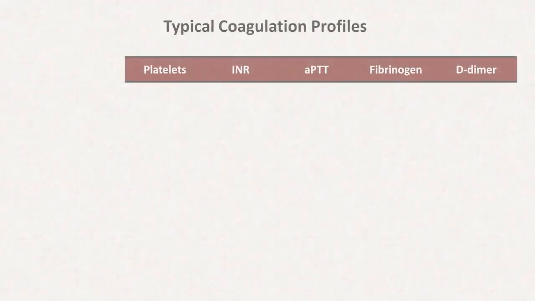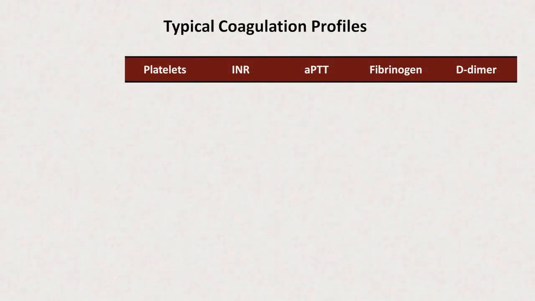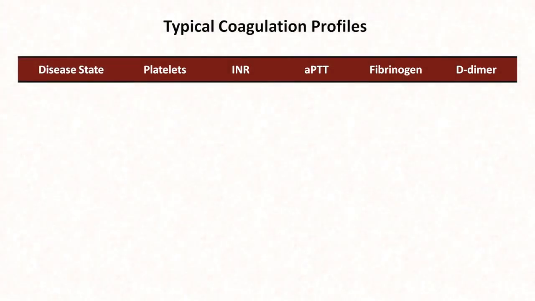So those are the 5 main coagulation tests: platelets, PT or INR, PTT, fibrinogen, and D-dimer. When one considers all 5 together, the group is considered a coagulation profile and often can be collectively ordered as something called the DIC panel. Let's review what typical coagulation profiles look like for some common diseases.